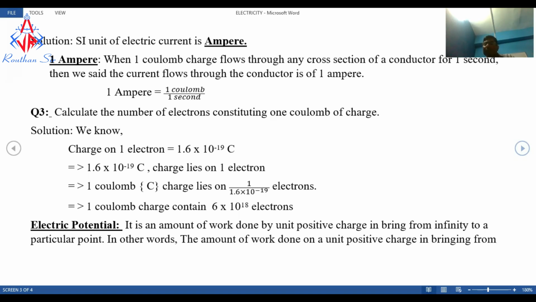Now we have moved to another topic. I hope you understand what we mean by electric current and what sort of questions are coming in the examination, and how to solve the problems given in your textbook.